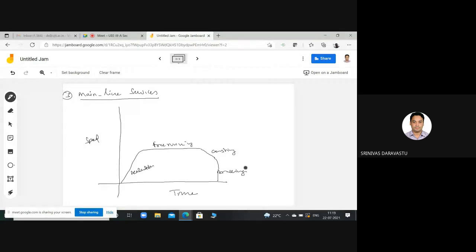Okay. Generally, there is a free running period in the case of mainline services, but there is no free running period in the case of the previous urban services and suburban services. And the values of acceleration and retardation are governed by the fact that they should not cause discomfort to the passengers.